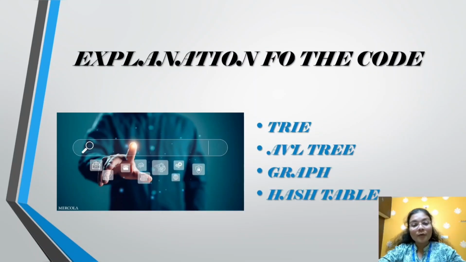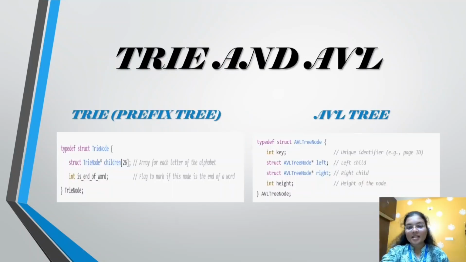We are using four main data structures in this program, that is tree, AVL tree, graph and hash table. Let's look at each of these in turn. These are the codes which are used in our example problem.